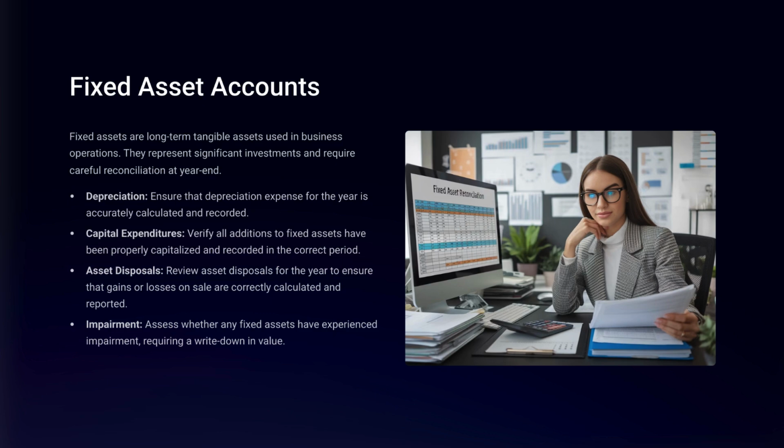Depreciation. Ensure that depreciation expense for the year is accurately calculated and recorded. Capital expenditures. Verify all additions to fixed assets have been properly capitalized and recorded in the correct period. Asset disposals. Review asset disposals for the year to ensure that gains or losses on sale are correctly calculated and reported. Impairment. Assess whether any fixed assets have experienced impairment, requiring a write-down in value.